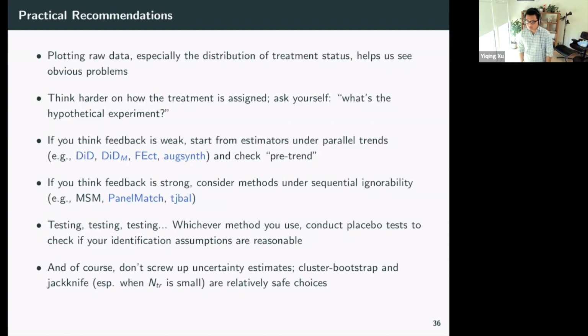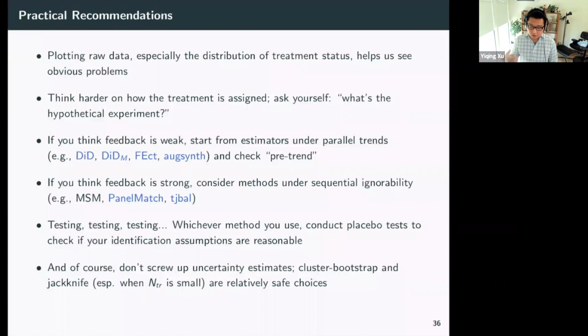Very few papers in our discipline, this may be a surprising fact, are using bootstrap or cluster bootstrap for panel data analysis. Although this has been in the econ literature, I think things are much better on this front. Cluster bootstrap is very widely used. It at least can avoid some problems.